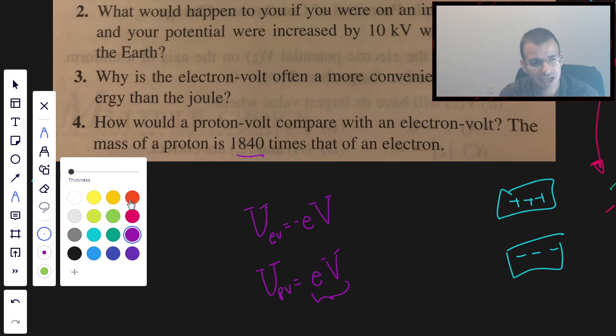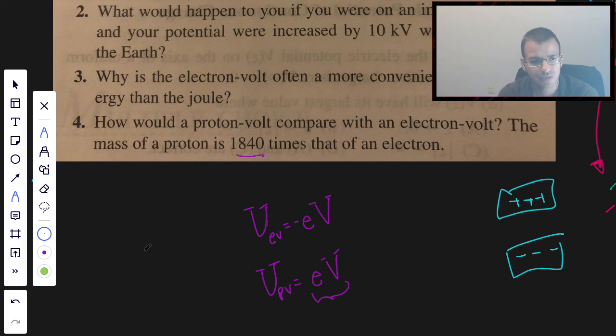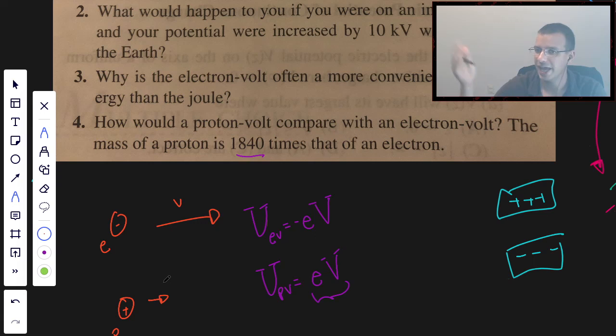The only time the mass would come into play is if you have an electron with 1 electron volt, and you have a proton with 1 electron volt. Their speeds would be different because the electron is so much lighter, its speed would be much greater than a proton's, even though they would have the same amount of energy.